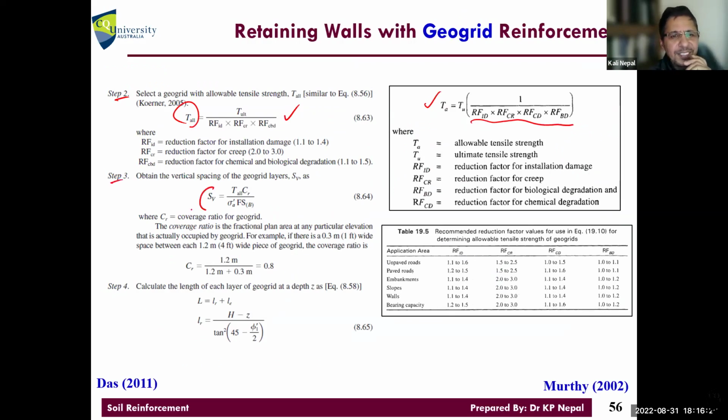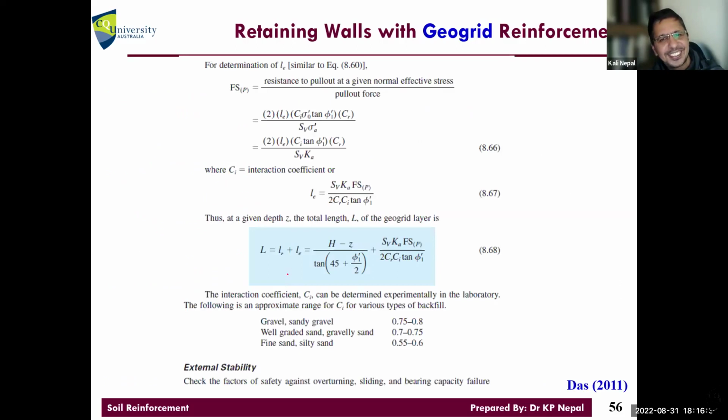Step 3, calculate vertical spacing. And there are some factors. You just take them from the table, or they should be given somewhere. And then calculate length. That's what exactly we use for all types. And then total length. Good, right? So be careful, the CR and the CI are given, so at least you can take them from the table. And external stability: you do overturning, sliding, and bearing capacity again. Same repetition for the same process.